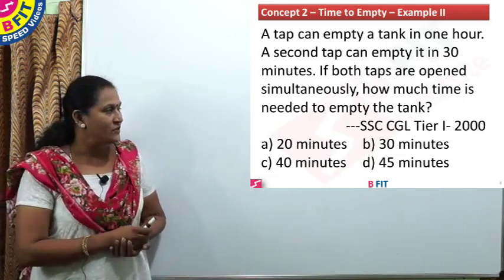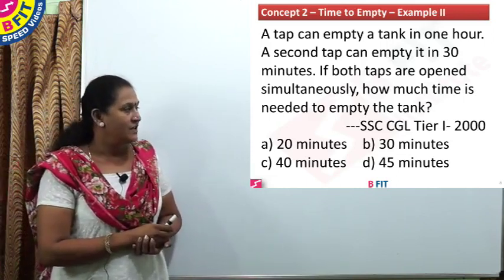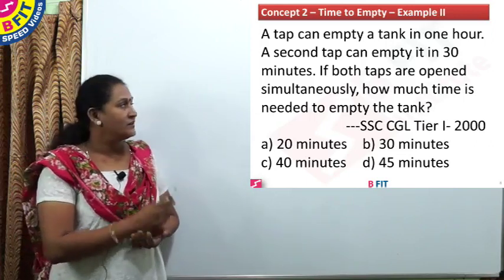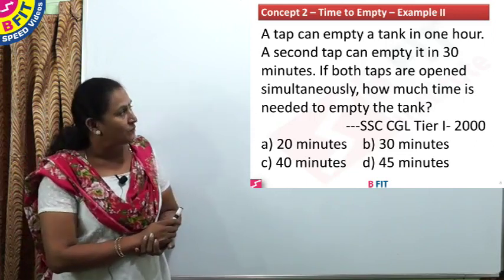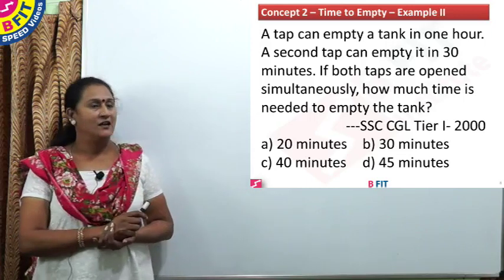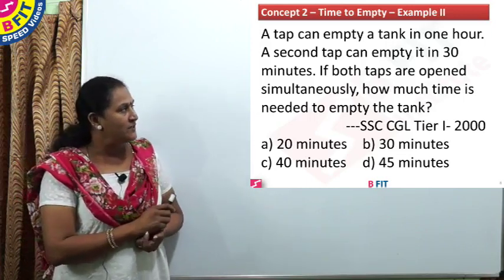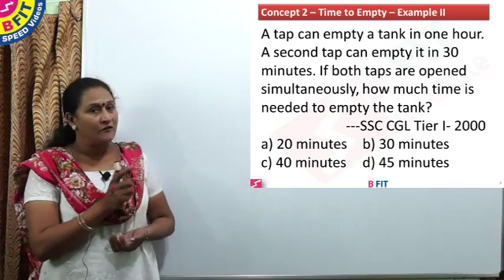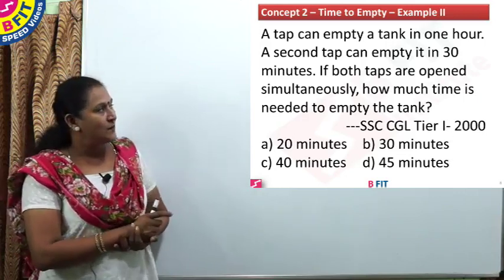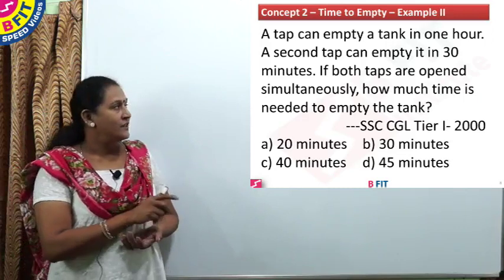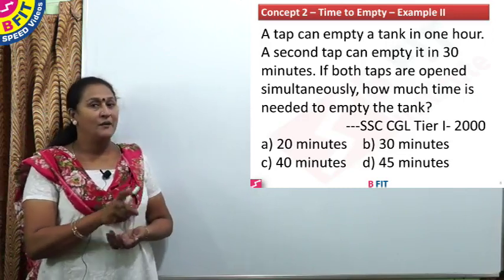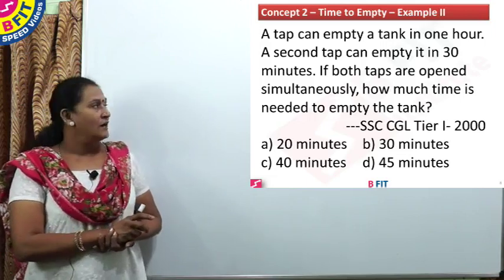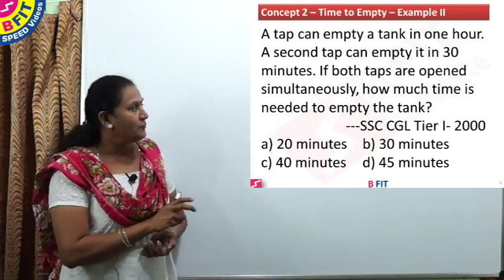So this question was asked in SSC CGL Tier 1 2000. And now, here in this tap A, so one tap empties the tank in 1 hour. The second tap empties the tank in 30 minutes. So both the taps are emptying. So here you have to note the units also. The tap A empties in 1 hour. So second it is given in minutes. So what will be time taken by first tap to empty the tank? 60 minutes. And what is time taken by second tap to empty the tank?